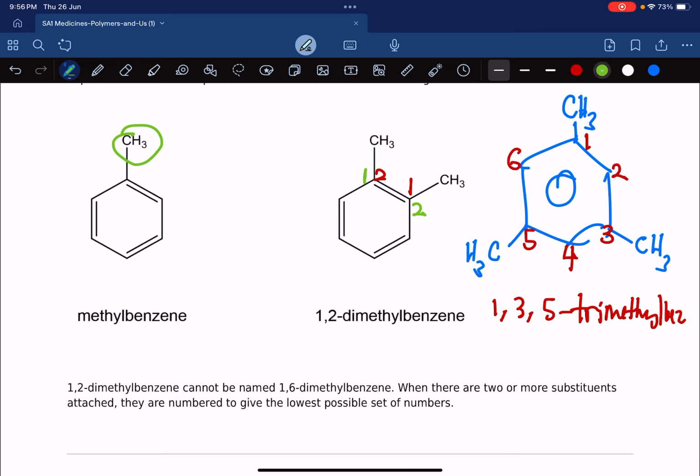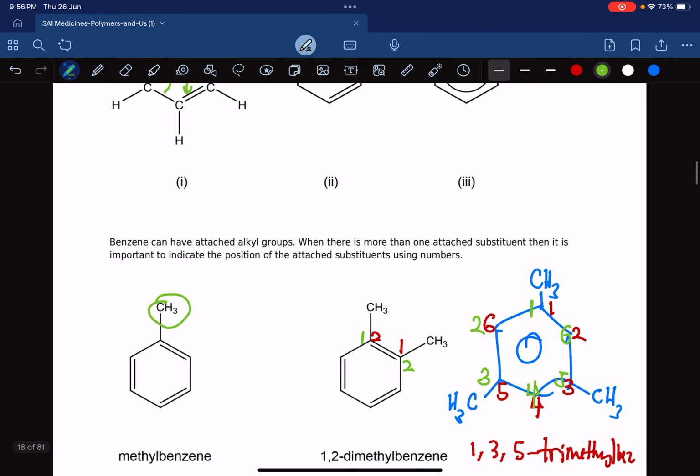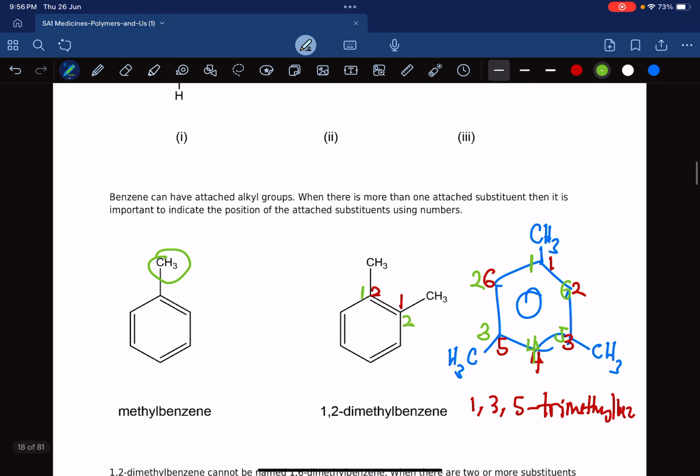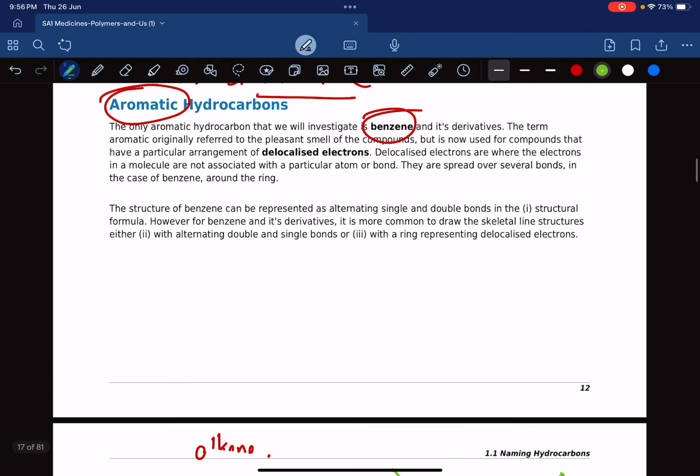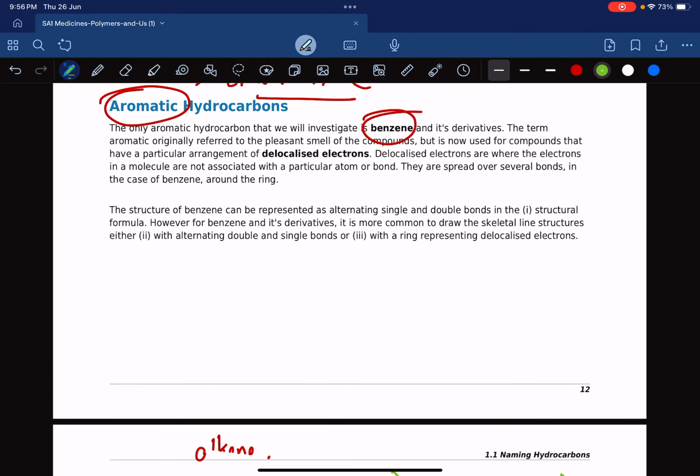Now somebody might say, teacher, can I number it from here? 1, 2, 3, 4, 5, 6. You realize whether you go this way or that way, the naming is exactly the same. So these are called benzenes, and these are some of the derivatives of benzene. You don't need to know so much about this whole delocalized electron system. You don't have to worry too much about it.